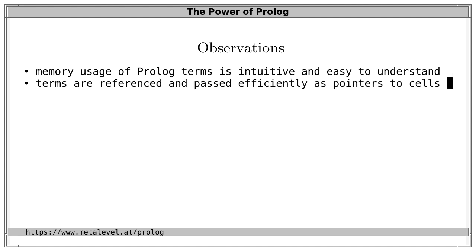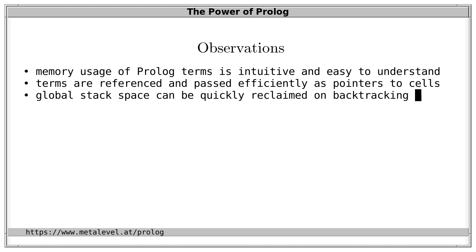And what's also quite clear is that internally, terms are referenced efficiently and also passed around efficiently as pointers to cells. And therefore, passing around arguments of predicates is very fast, even if the arguments are very large terms, because internally only addresses of heap cells are passed around. So no matter how many arguments the term has or how deeply the arguments are nested, a term is internally simply referenced and passed around as an address, that is an index of a cell.